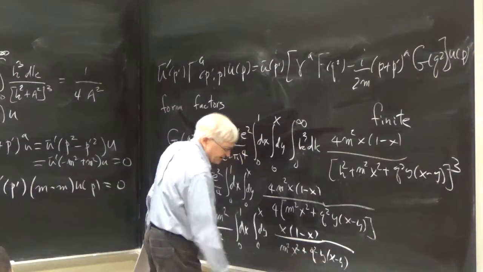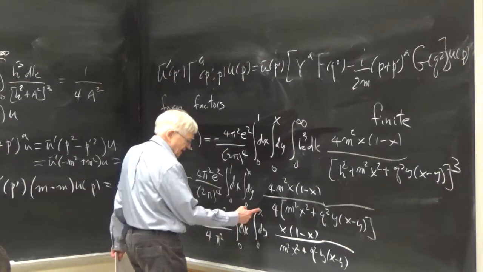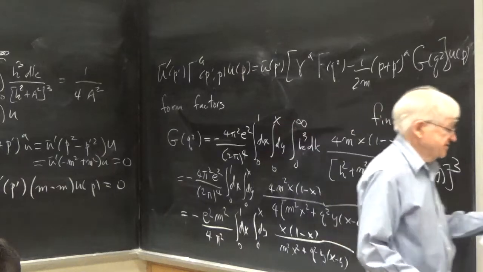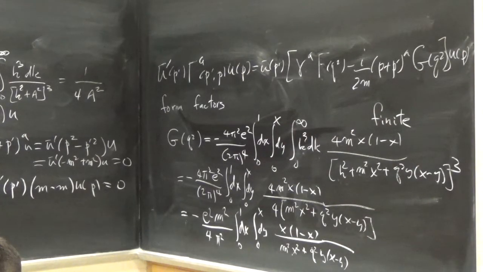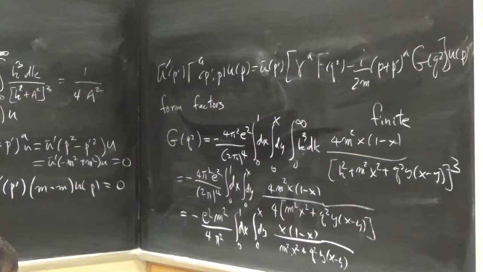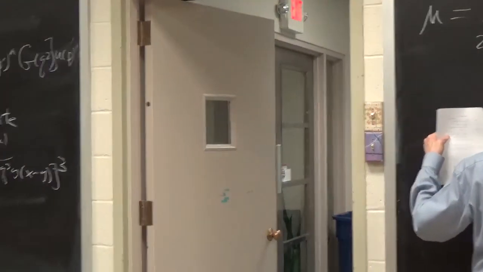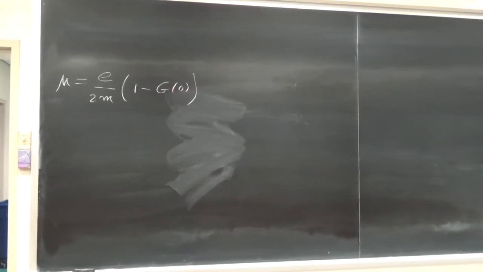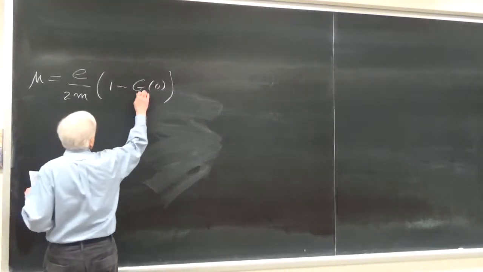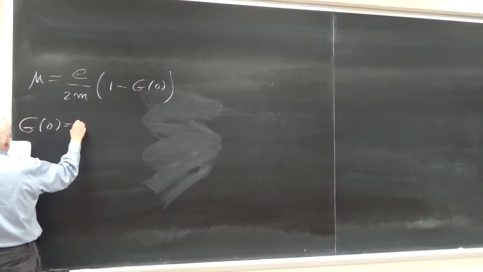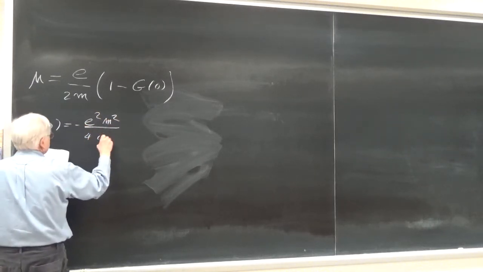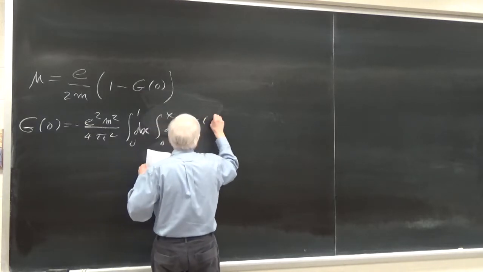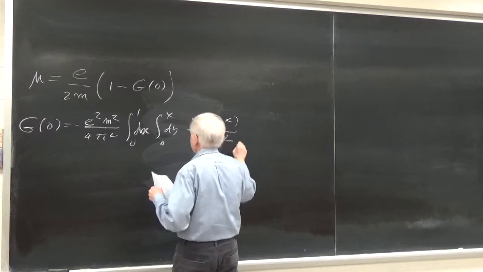Well, when q squared equals zero, the y dependence drops out, and the integral from zero to x dy is just x. And so this g of zero is very easy to compute. And in fact, let me write down what the formula is for mu. Mu is e over 2m. That's Dirac's formula for the magnetic moment of the electron. So e over 2m is the magnetic moment of the electron to order e. To order e cubed, it's corrected by g of zero. And now g of zero is minus e squared h squared over 4 pi squared, integral 0 to 1 dx, integral 0 to x dy, x (1 minus x) over m squared x squared.